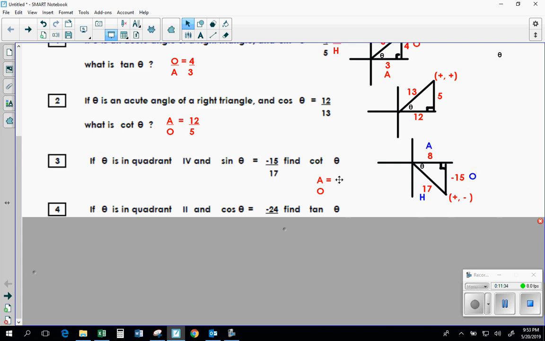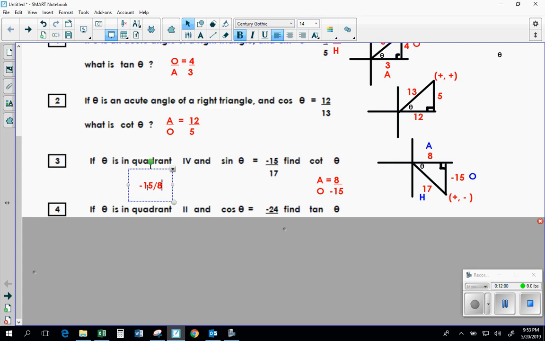8 over negative 15. That does not simplify, so we are done right there. 8 over negative 15. You can also write it as negative 15 over 8. In an answer key, they would always put the negative sign in the numerator.